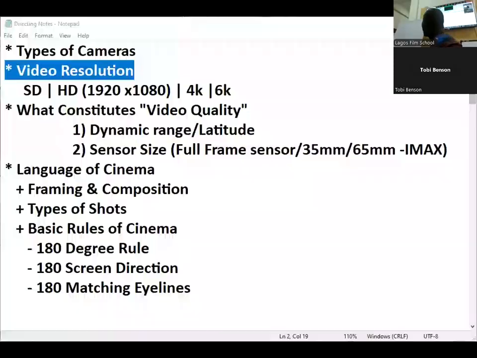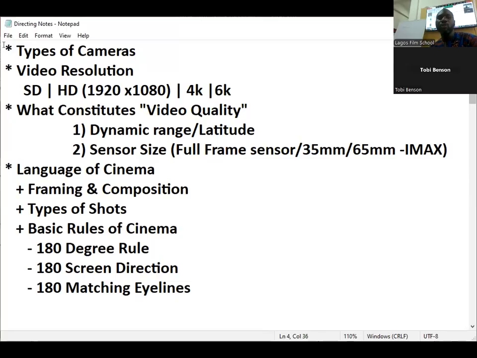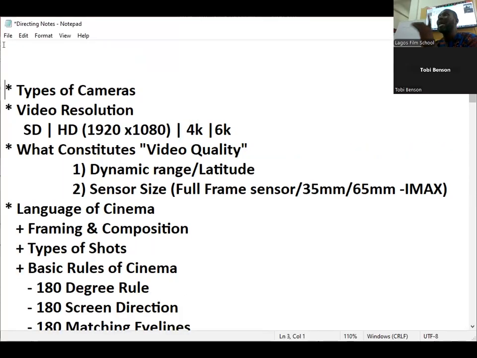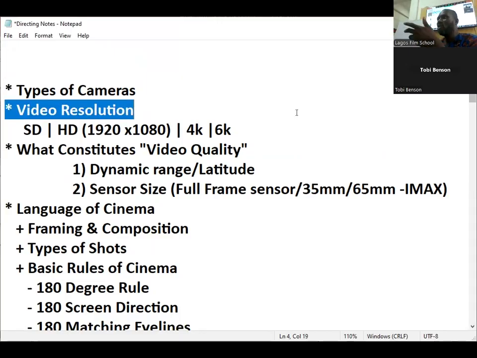So we've talked about types of cameras, yeah? Video resolution. Like I said earlier, the very first question you want to ask is, what platform is this content going on to? Yes? Okay. And that determines the camera you would use. Yes? And also determines the resolution you're shooting at. 4K, HD, etc. Maybe even 6K or 8K, depending on what the platform you're putting your content on requires.